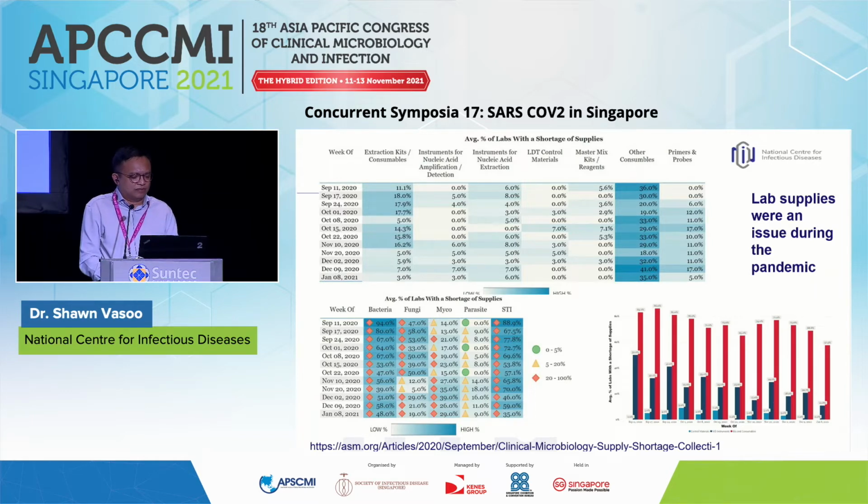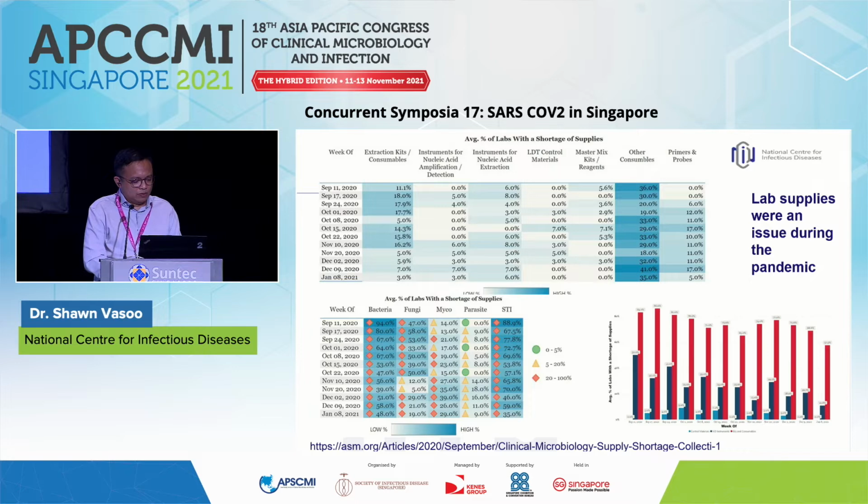This is a snapshot from the American Society of Microbiology on their listserv. I think they collate feedback from all the labs about shortages that they experienced during the pandemic, and you can see that there were problems with extraction kits, consumables, also LDT control materials, some issues with the PCR or the NET test kits themselves.